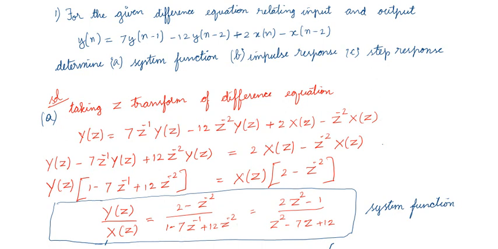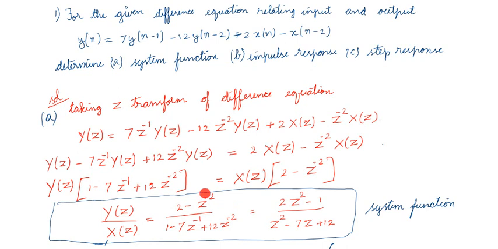Suppose it is Z power minus 3 in the denominator, what you have to do? Multiply by Z cube, divide by Z cube. For the maximum power, you have to multiply such that the negative powers of Z become 1.